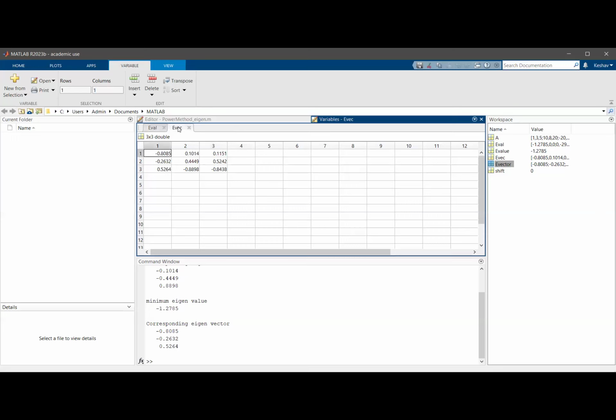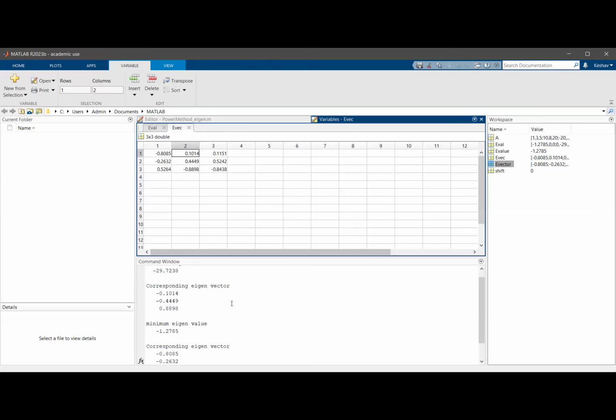Now you see the eigenvalues. This is my minimum eigenvalue. This is my maximum eigenvalue. And corresponding eigenvectors. This first column is corresponding to the minimum eigenvalue, and this second column is corresponding to the maximum eigenvalue.